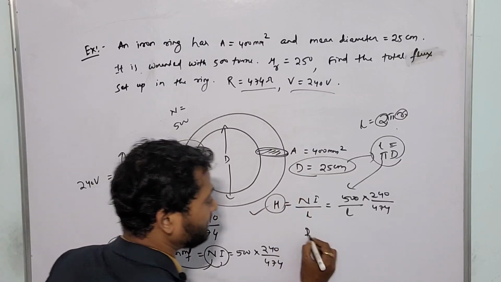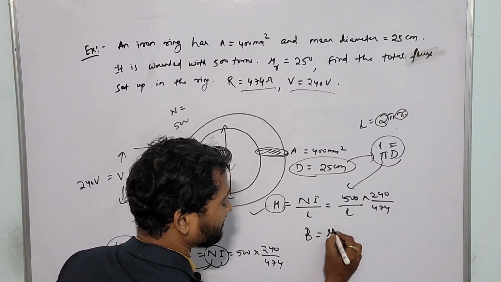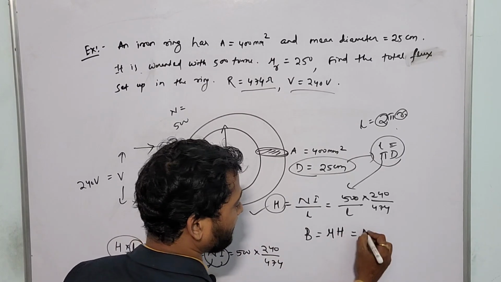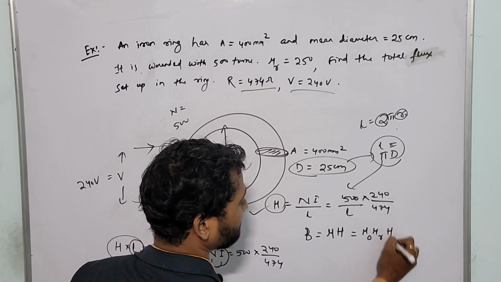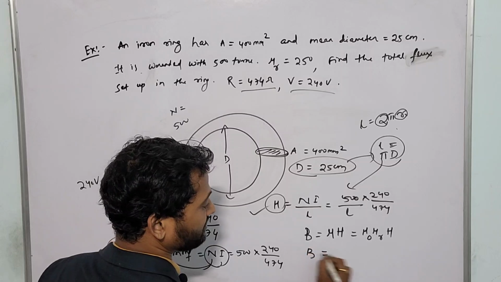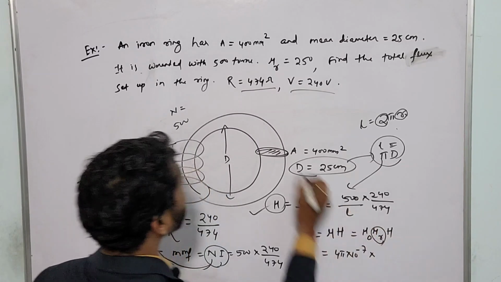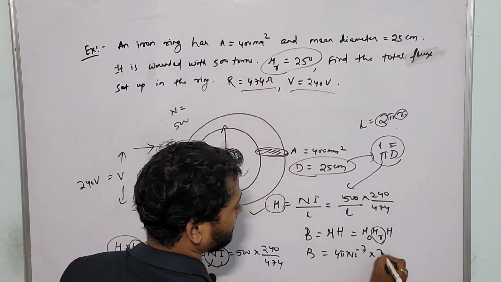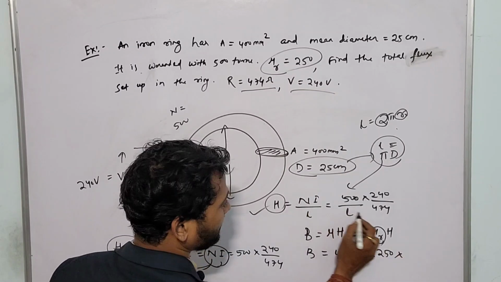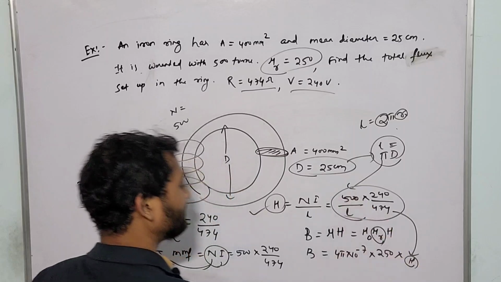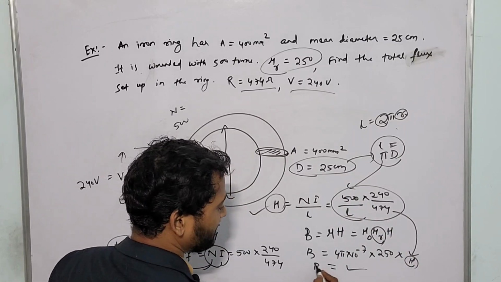देखो, you know that B is nothing but mu into H. mu क्या है? mu naught into mu r. ठीक है. So mu naught क्या है? 4 pi into 10 to the power minus 7. And mu r is given. mu r कितना है? 250. H already you calculated from here. You put the value. क्या मिल जाएगा? B मिल जाएगा.